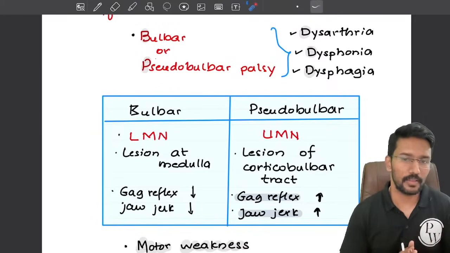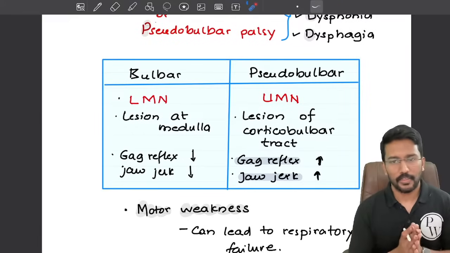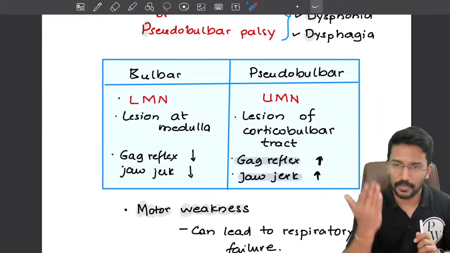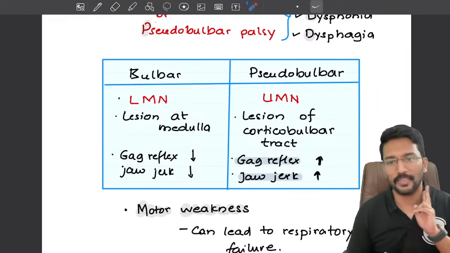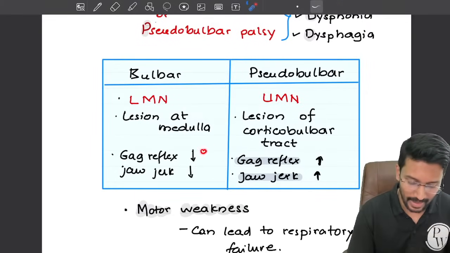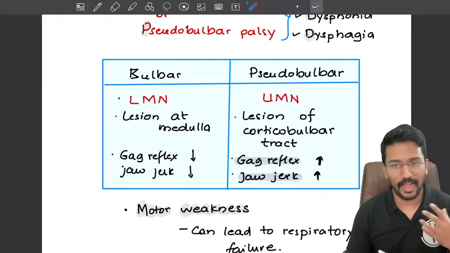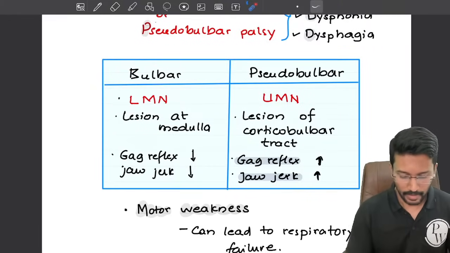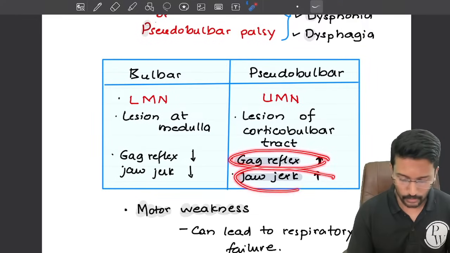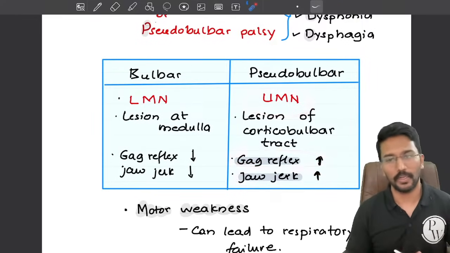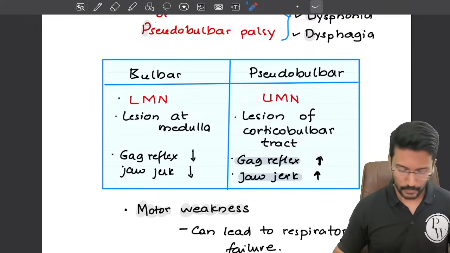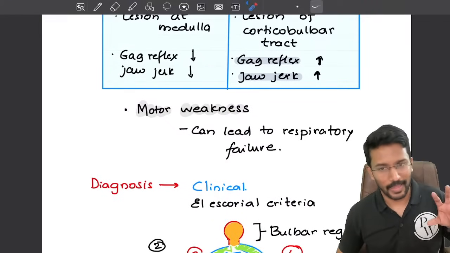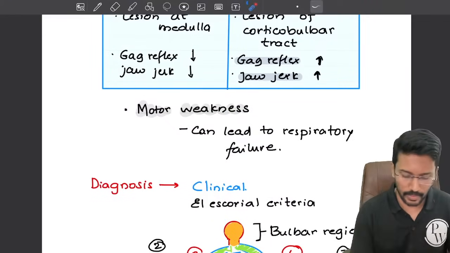How do we differentiate between these two? The best bet is to look at the reflexes. With LMN damage, reflexes go down. With UMN damage, reflexes go up, right? So the 2 reflexes which are mediated by cranial nerves are the gag reflex and the jaw jerk. The gag and the jaw jerk will be diminished in bulbar because it is LMN palsy, and they will be exaggerated in pseudo-bulbar because it is UMN palsy. Clear? Okay.